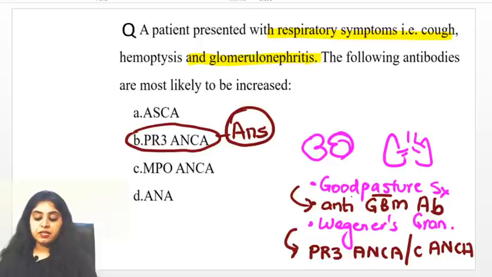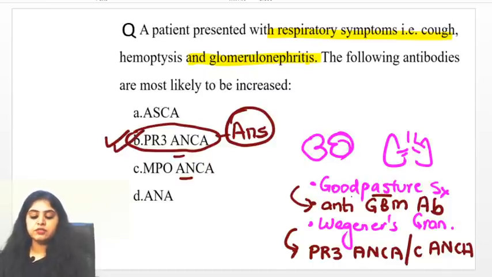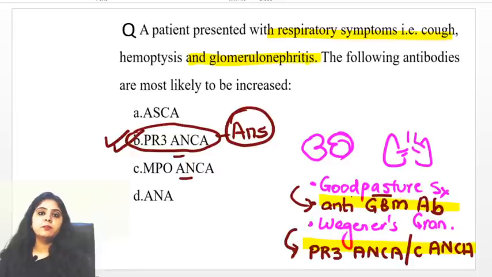Let me tell you, Wegener's can show you both these ANCAs. PR3 ANCA and MPO ANCA both can be seen, but you have to select one best answer. So more commonly it shows you PR3 ANCA. Is the approach to the question clear? Lung and kidney involvement are seen in Goodpasture and Wegener's, but Goodpasture shows you anti-glomerular basement membrane antibodies. That was not an option given to me. I was given PR3 ANCA positivity, so I'll go in for PR3.